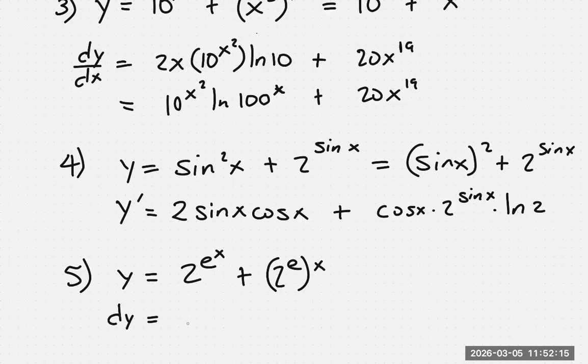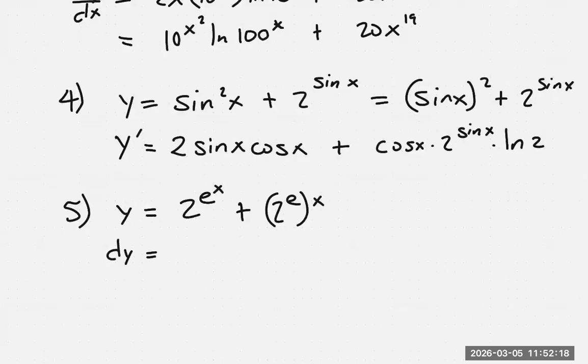Go on. So you have e to the x. Bring the e to the x to the front. And then you're going to have 2 raised to the e to the x, ln 2. You're smart. And then plus, now put the x in front.